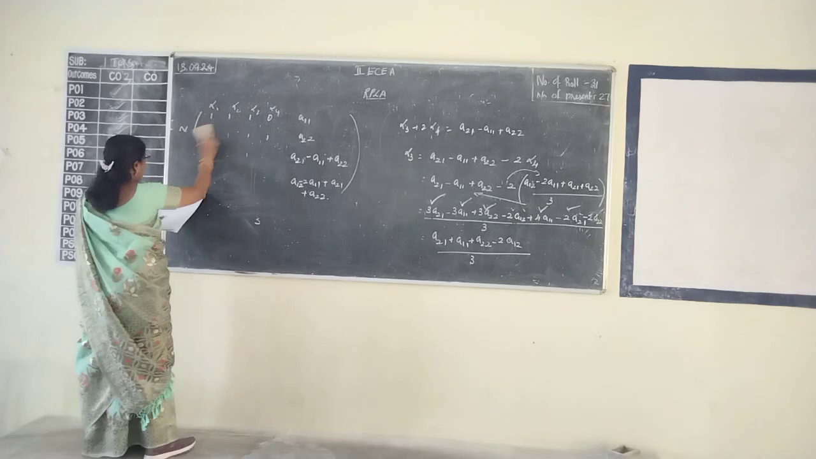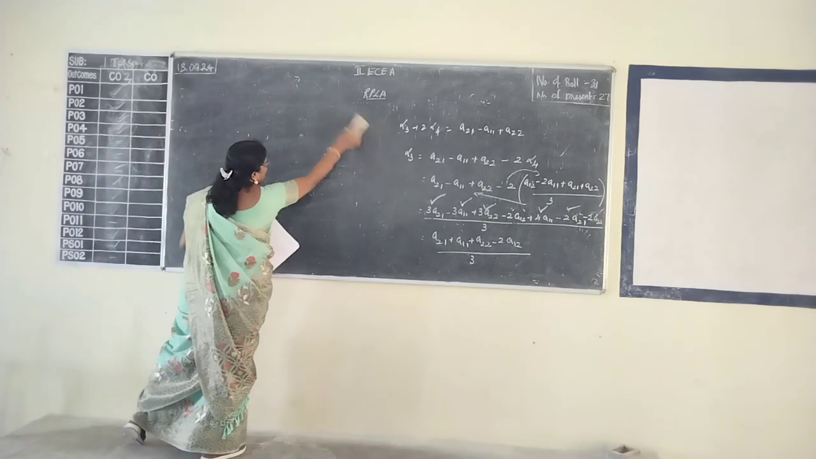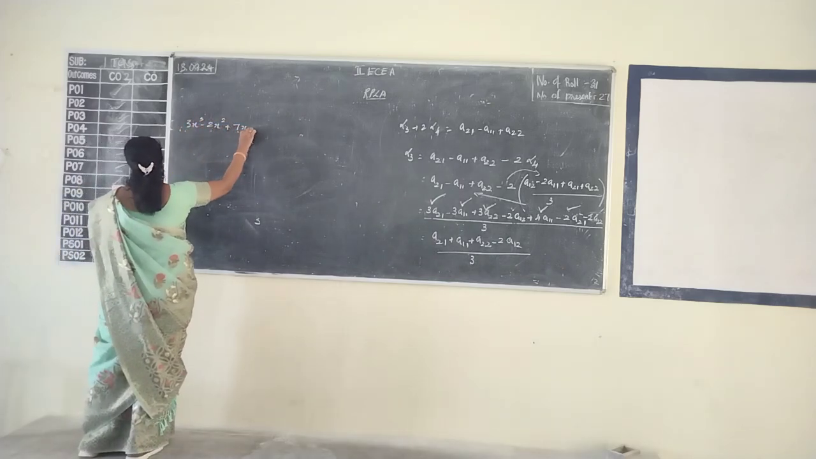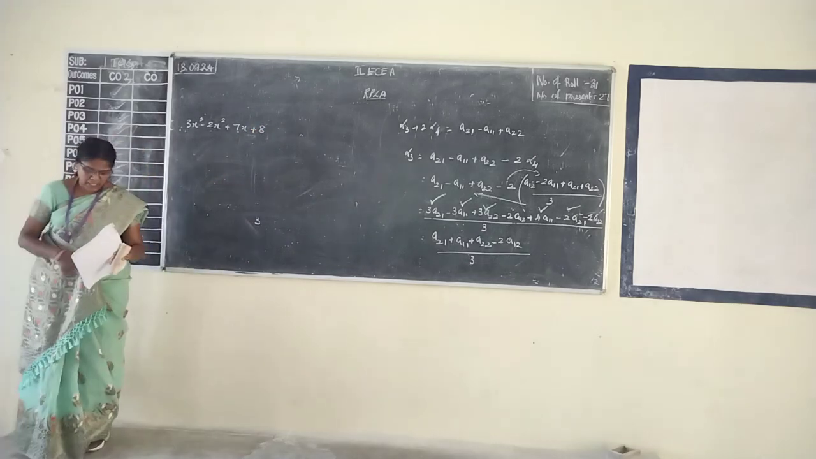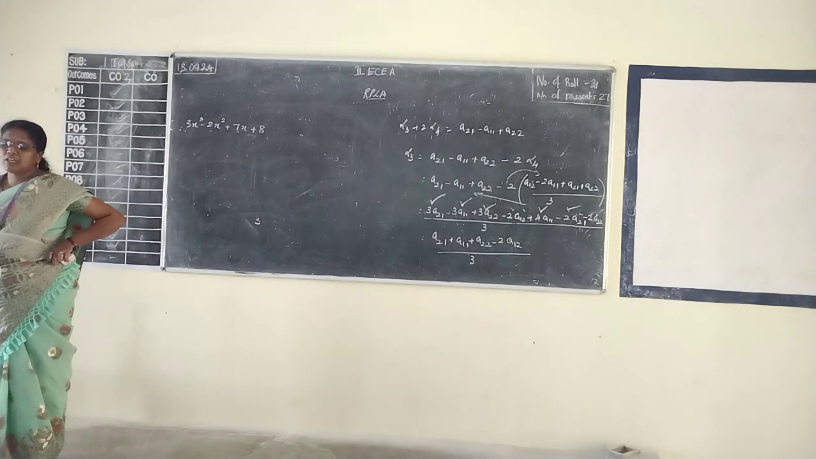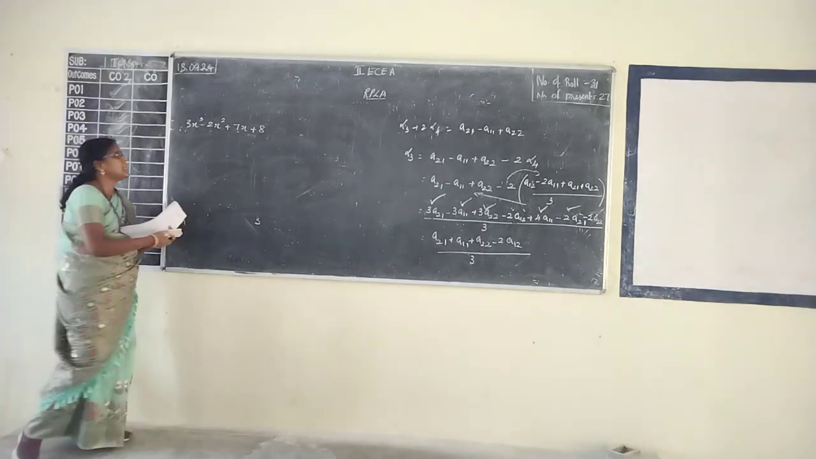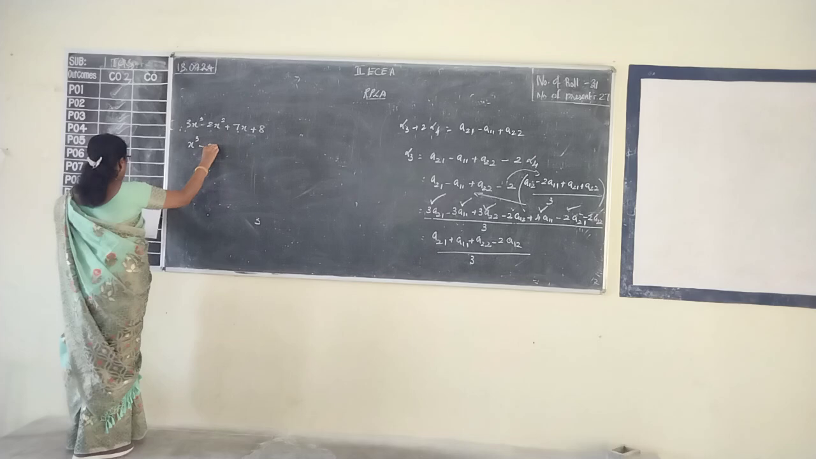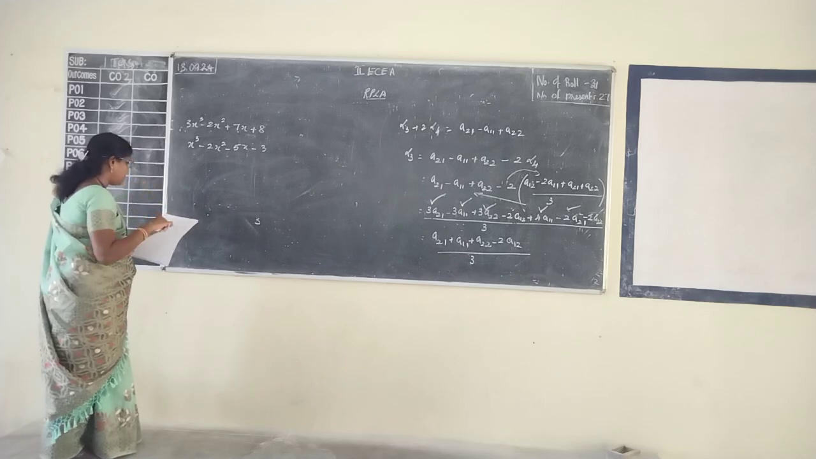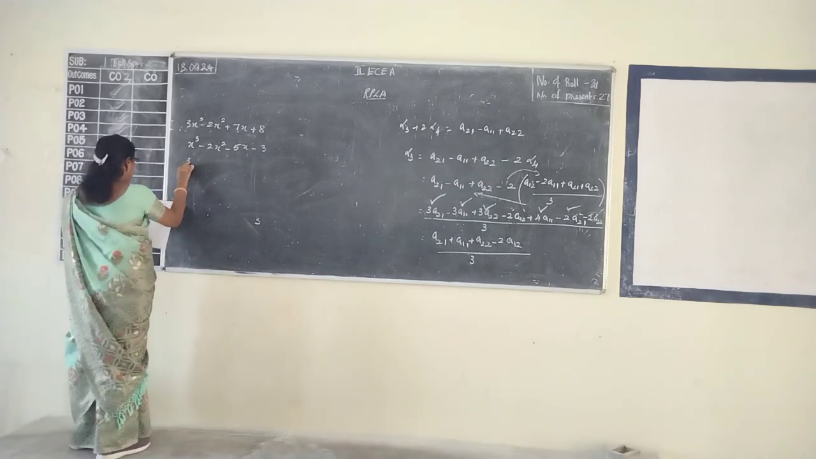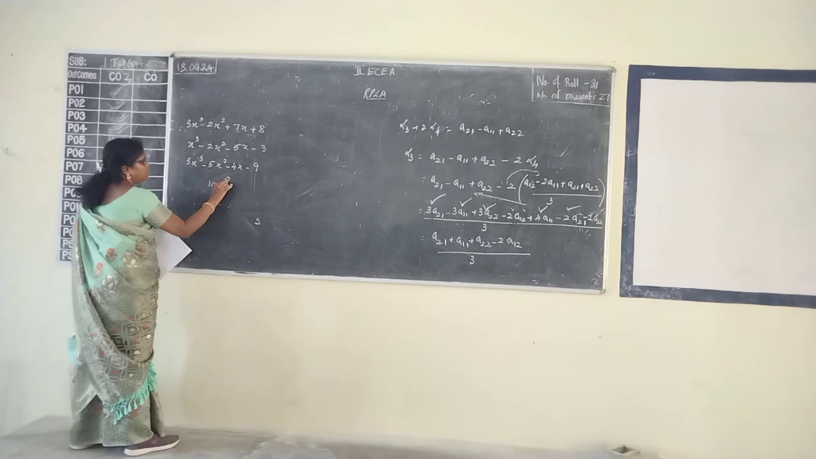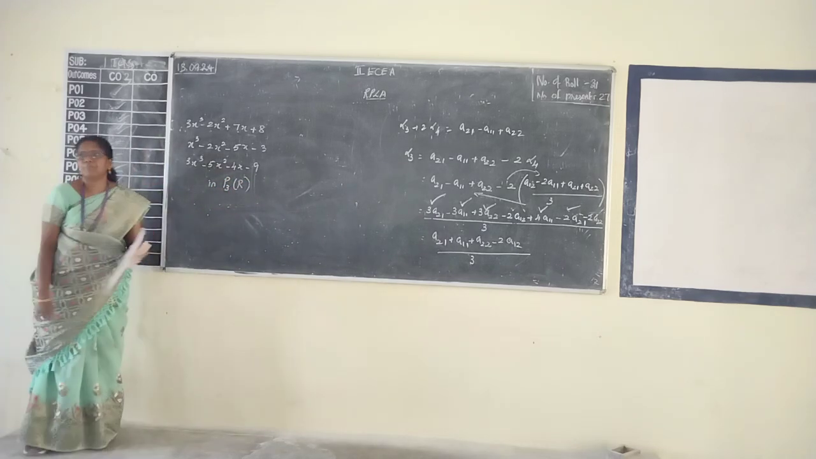Verify whether 3x cube minus 2x square plus 7x plus 8 is a linear combination of x cube minus 2x square minus 5x minus 3 and 3x cube minus 5x square minus 4x minus 9 in P3 of R.